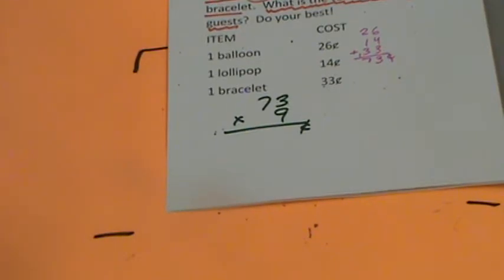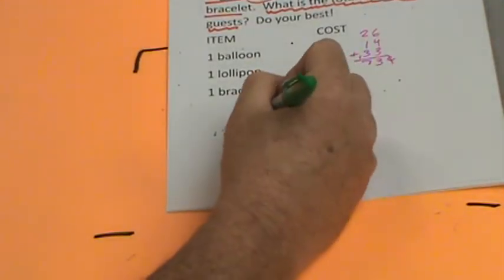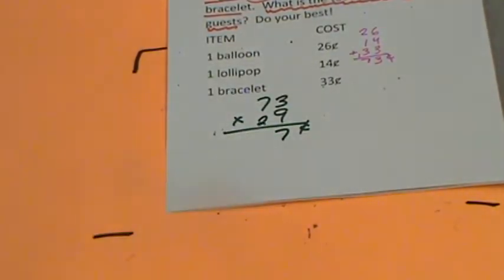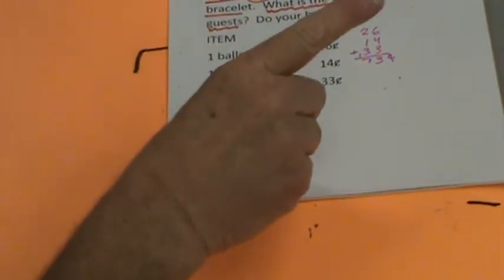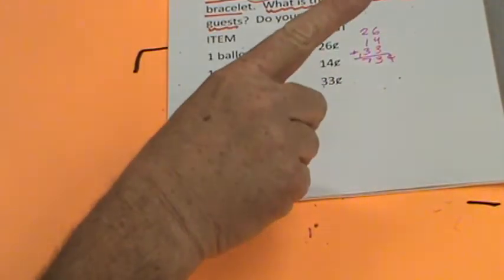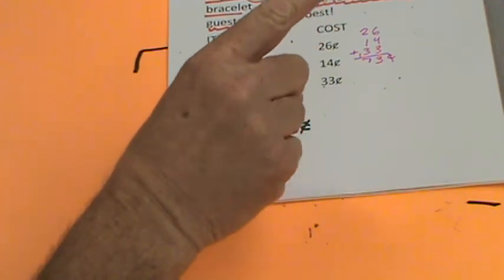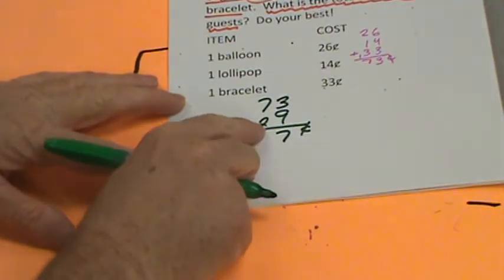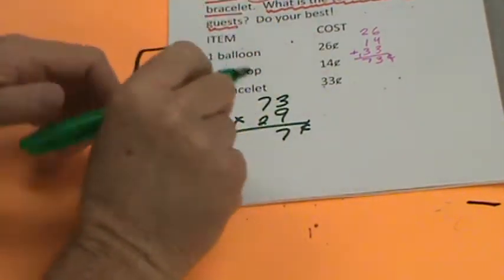3 times 9, 9, 18, 27. There's my 7 and my little 2. See it, 27, 2 10s, 7 1s. Make sense? 7 times 9, you could use your multiplication chart if you don't know that off the top of your head. 9, 18, 27, 36, 45, 54, and it is 63. Plus the 2, 64, 65.